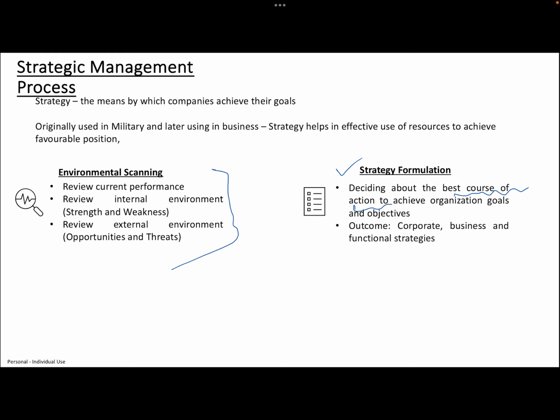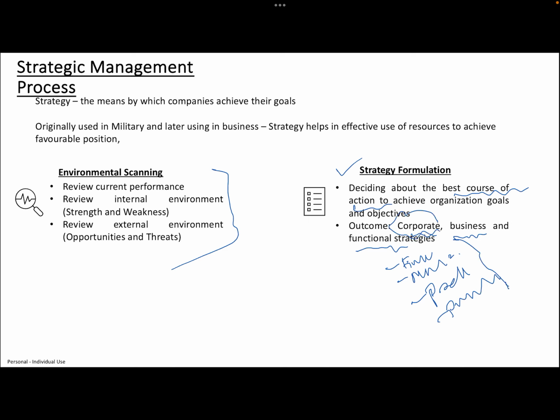Once the strategy formulation is completed, as output we get three levels of strategies. One is corporate strategy, which is at the topmost layer, then business unit level strategies. If a company has multiple businesses, for each of the businesses, what is the strategy? And then functional strategy. Functional strategy deals with what the finance department will do, what marketing will do, all the individual departments: marketing, production, purchasing.